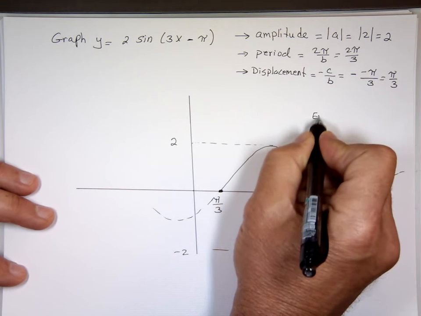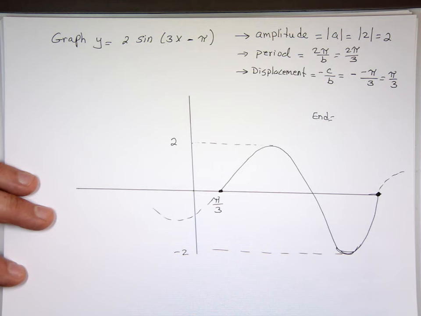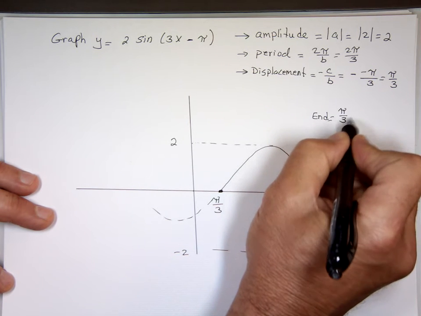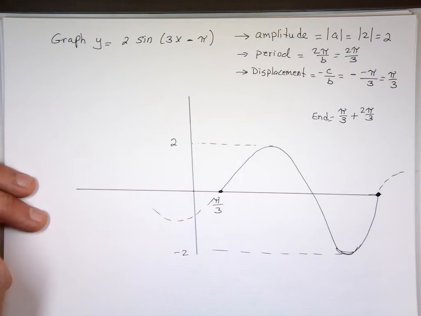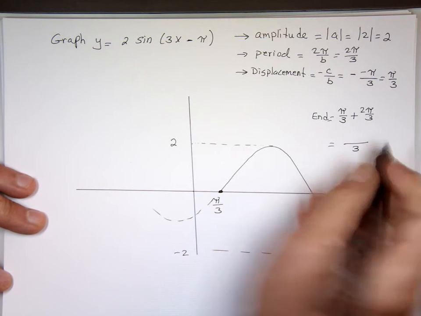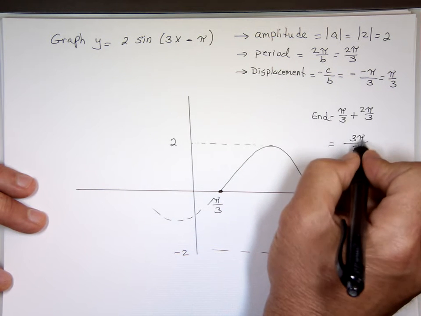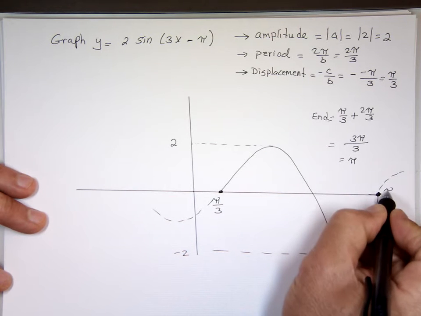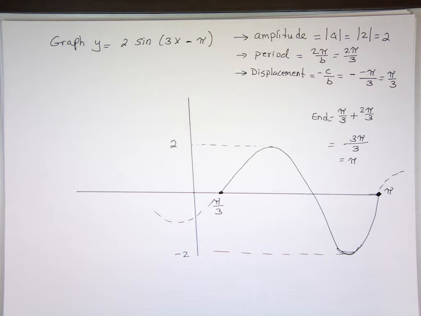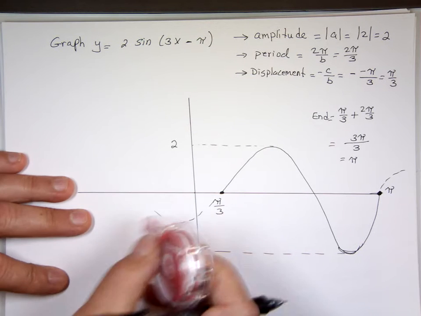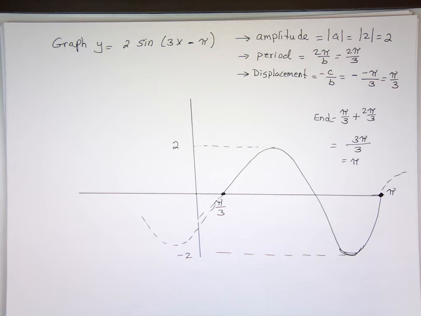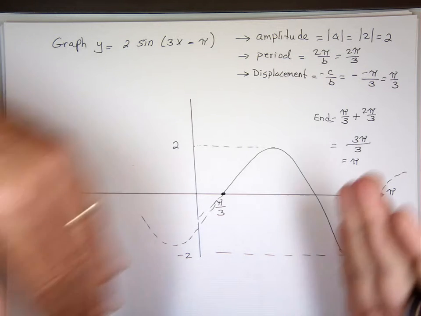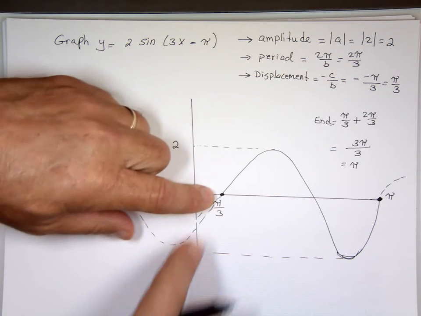So the end point, I just finished saying, is the start plus the period. What is the start? Pi over 3. Add to it the period. And what's my period here? 2 pi over 3. Good news, the bottom is the same. What's pi plus 2 pi? 3 pi, so what is it going to be? So it's going to end right here at pi. But that's where one full cycle is, if I have to zoom in on it, it's right there.